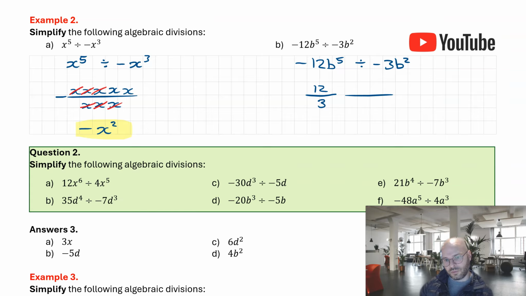Moving along our variables, we have 5 b's and then we have 2 b's. Cancelling out and then dividing. 12 divided by 3 is 4. We have b's and there are 3 of them. Thus the answer is 4b cubed.